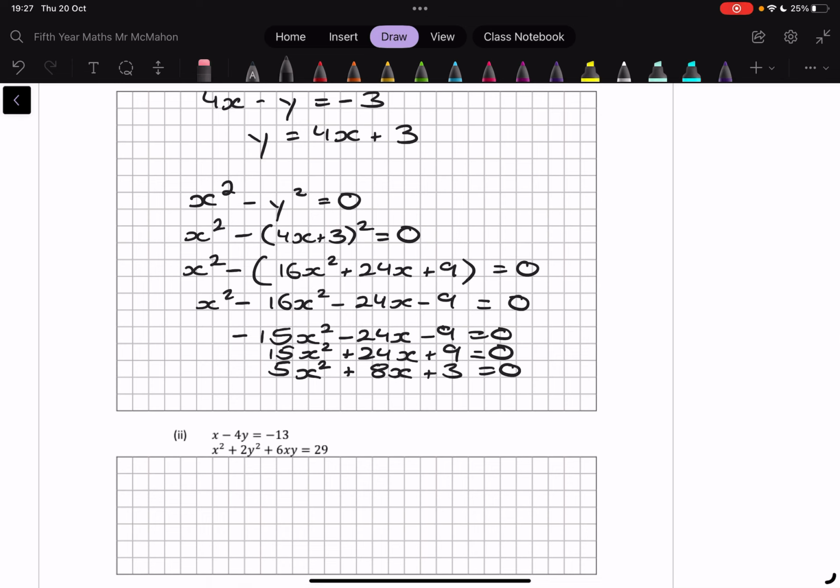We want two numbers that multiply to give us 15 and add to give us 8. Those two values are going to be 5 and 3. So the three values that were in the question, we factor out. And from this point on, it is just factorising. And you should get then that x is equal to minus 3 over 5 and x is equal to minus 1 as your two answers.